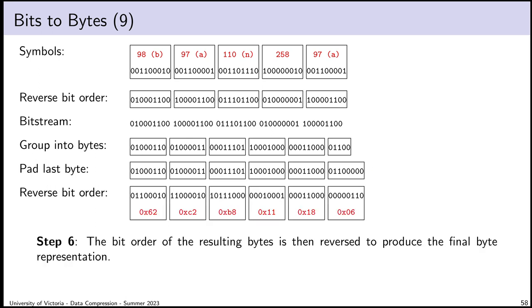Then I reverse the bit order again. So that means that in this 8-bit group I made in step 5, the least significant bit now becomes the most significant bit and vice versa. So I reverse the order inside of each little 8-bit segment.